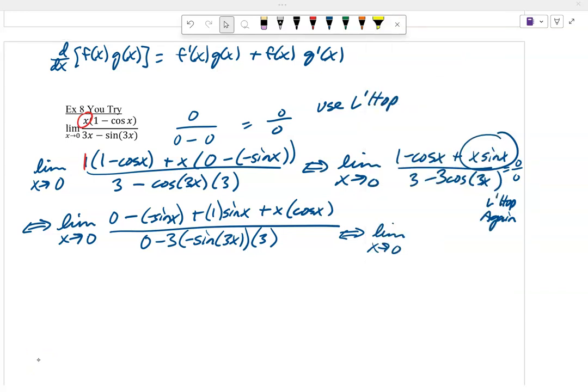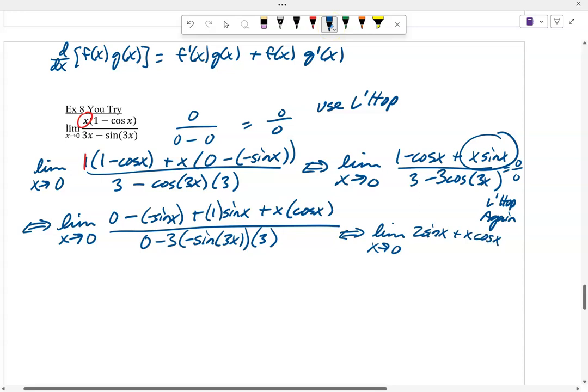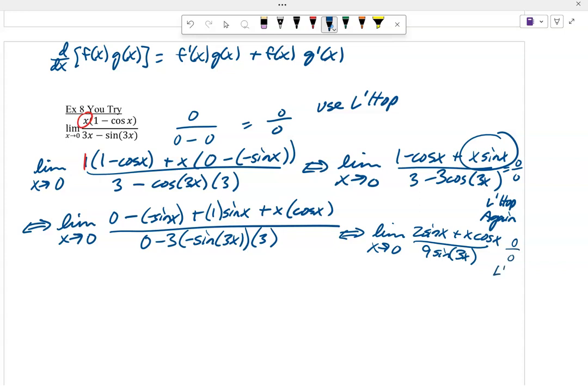Sorry, of sine x plus sine x. So we got 2 sine x plus x cosine x. This is all over, let's see, negative 10, I got a positive, 3 times 3, I got 9 sine of 3x. And notice if I plug 0 in, I get another 0 over 0, and so I got to use L'Hopital's again.